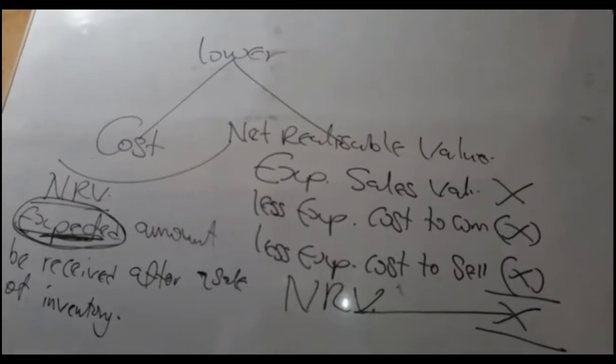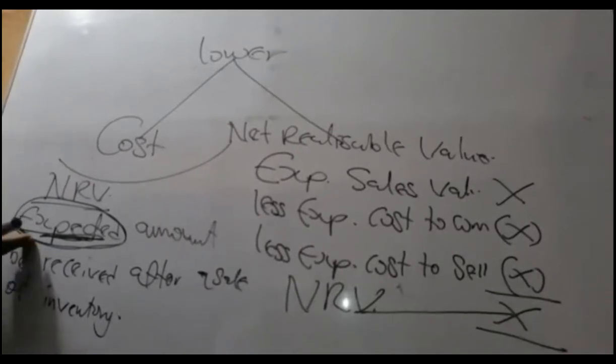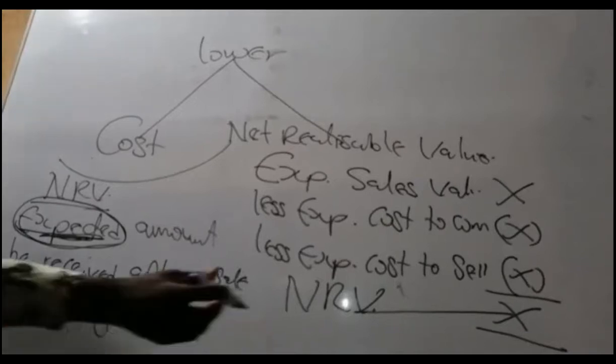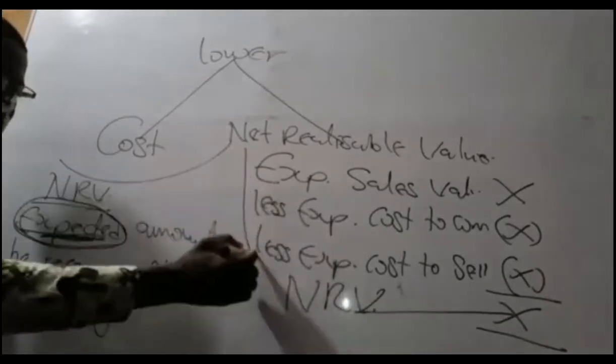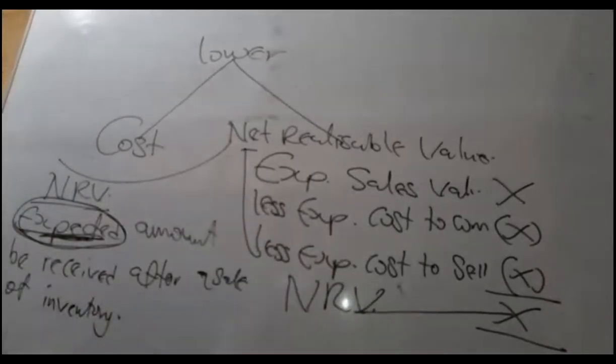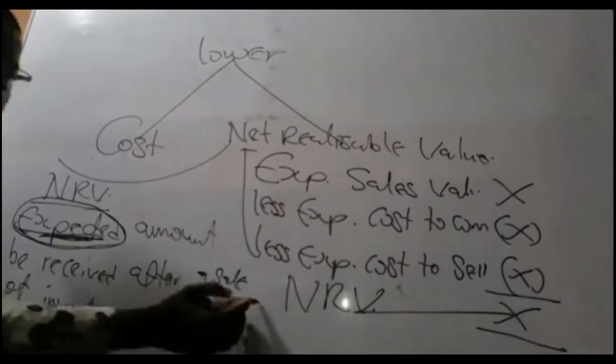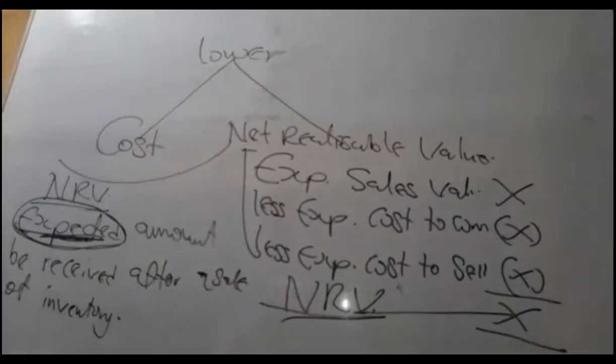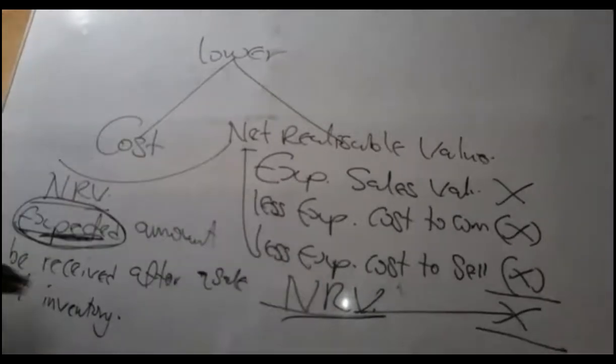But the actual meaning of NRV is the net expected amount to be received after sale. So in an examination, if you are looking for the NRV, they must give you these three items so that you can calculate it yourself, or they have to state it as NRV. If any of these four are not there, it's not NRV.